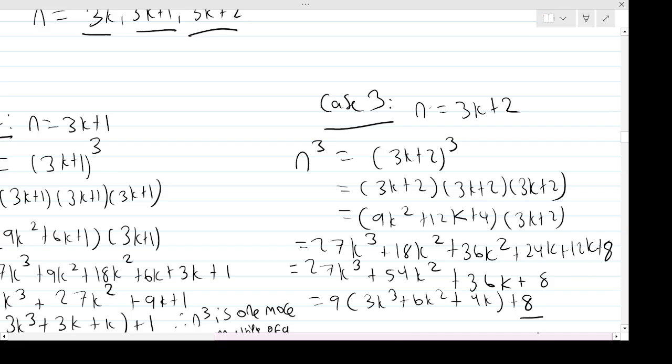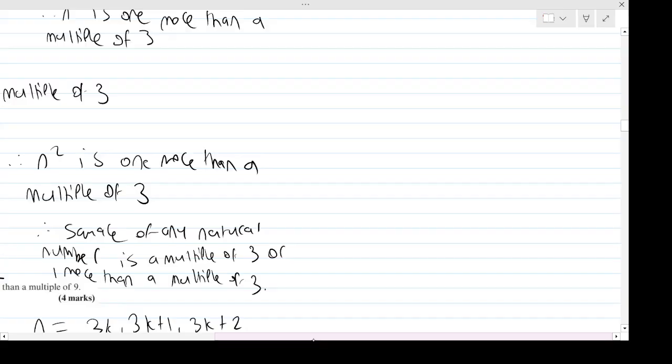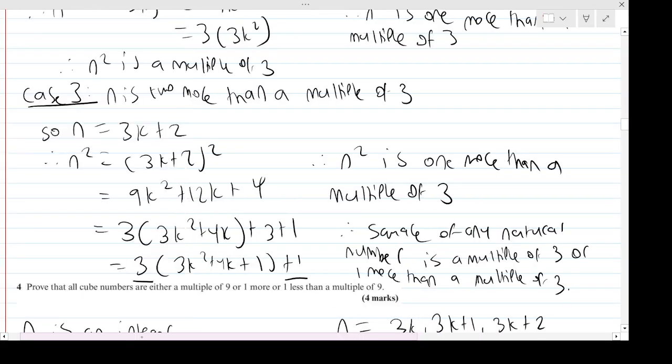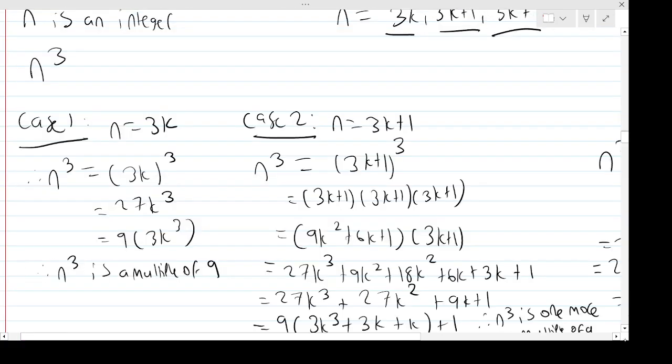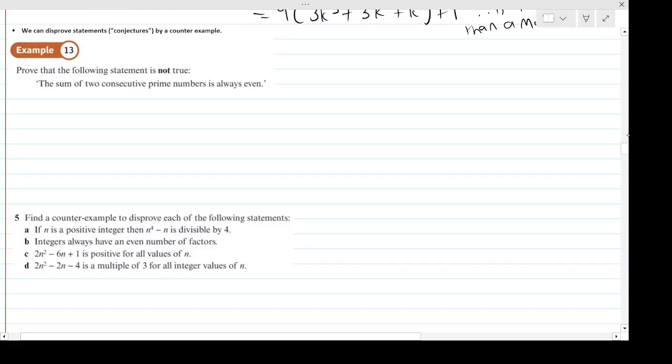So the 8 then, obviously that's not one more or anything, but I know it's 8, well it's just one less than 9. So remember our question is talking about one more or one less than a multiple of 9. Well, one less than a multiple of 9, maybe. So we want to get the number at the end as a multiple of 9. Oh, hang on.